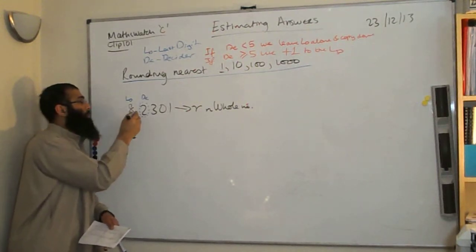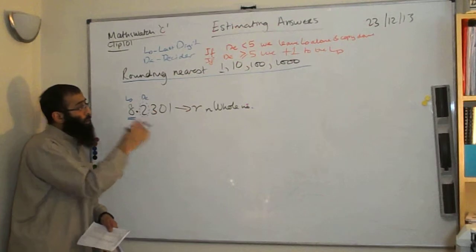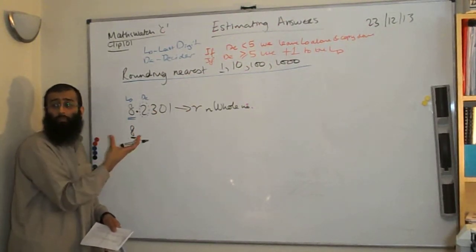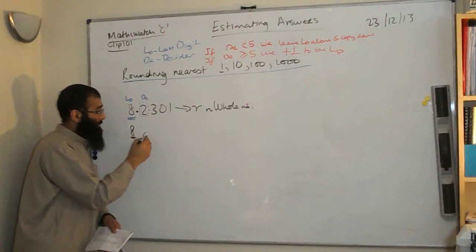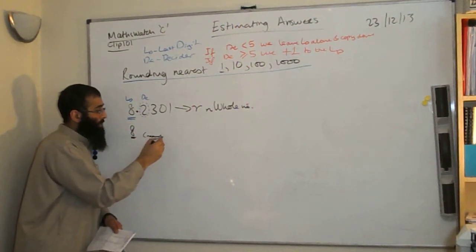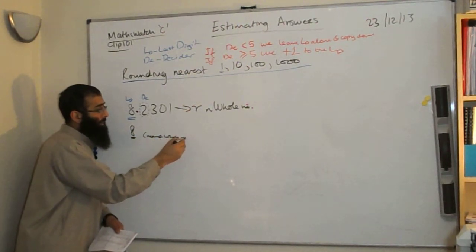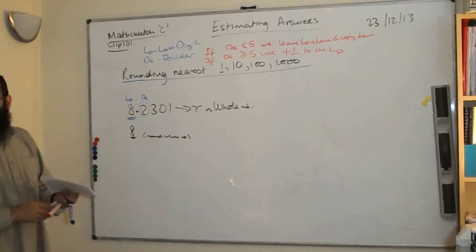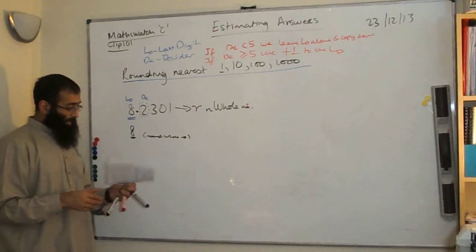So 8.2301 rounded to the nearest whole number becomes simply 8. That's the answer. That's nearest whole number. Okay. Right, are you happy with that example, folks? Yeah? Let's have a look at another question.